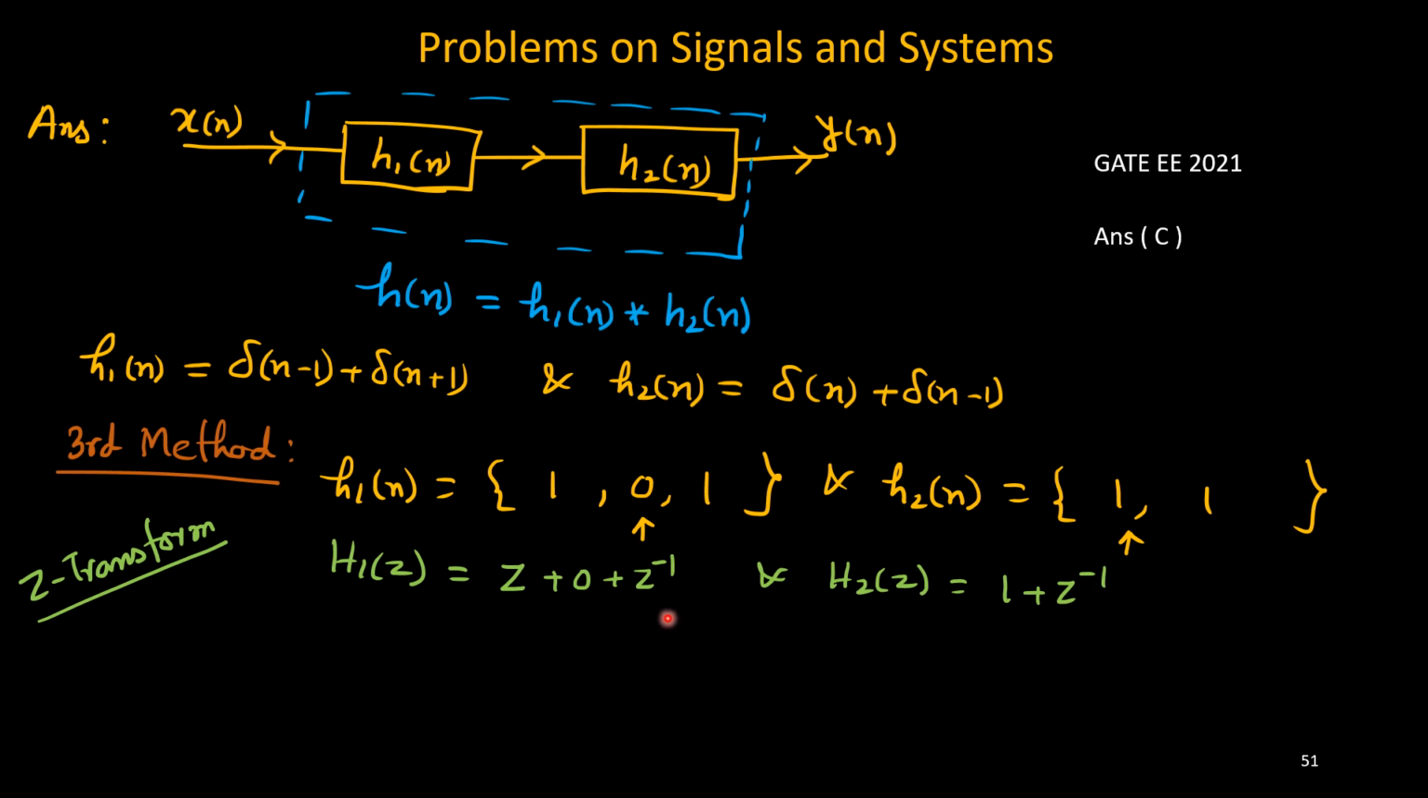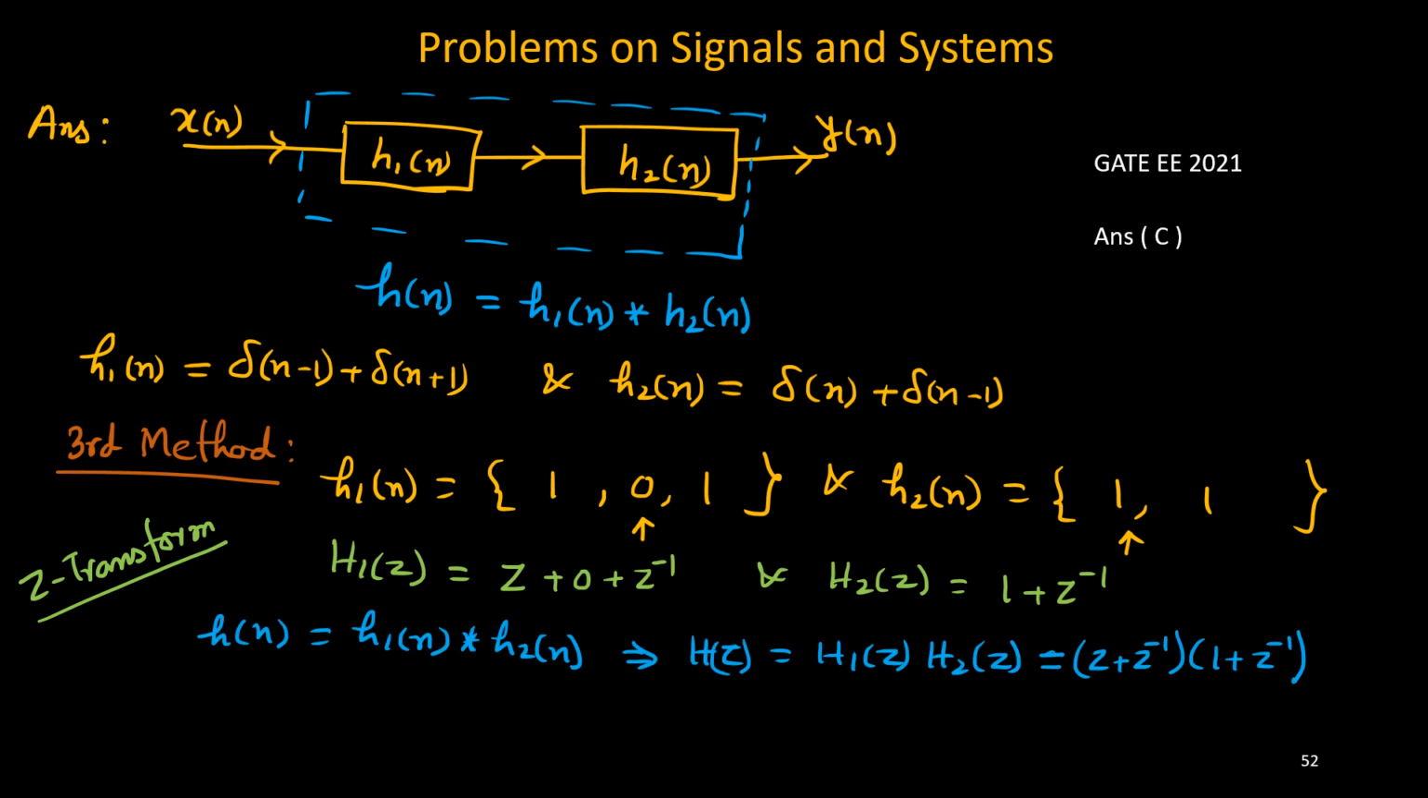So I have discussed Z transform in detail in my lectures. Please go through these lectures if you have some doubt. So we can find H1(z) and H2(z), and then we can use this property. h[n] is convolution between these two. Then H(z) will be product of H1(z) and H2(z). So first H1(z) is z plus z inverse. The second one, H2, is 1 plus z inverse.